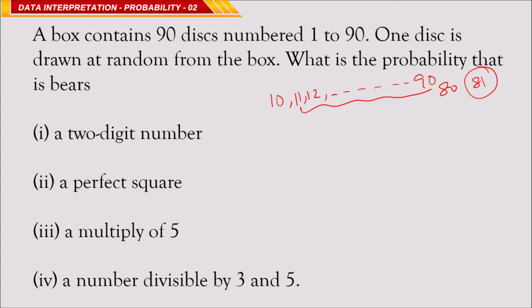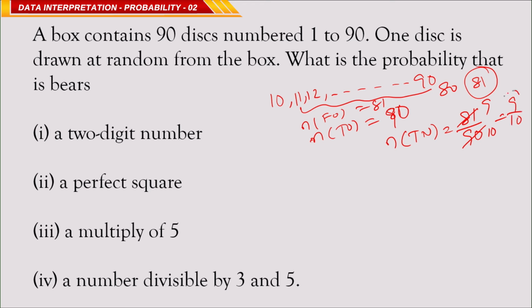So, the total outcomes is 90, and the favorable outcomes for a 2-digit number is 81. So, the probability of getting a 2-digit number is 81 by 90. 9 9s are 81, 9 10s are 90, so it is 9 by 10. Clear? So, the probability of getting a 2-digit number is 9 by 10, it is over.